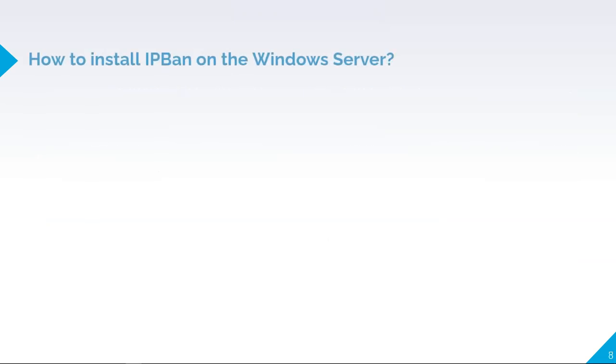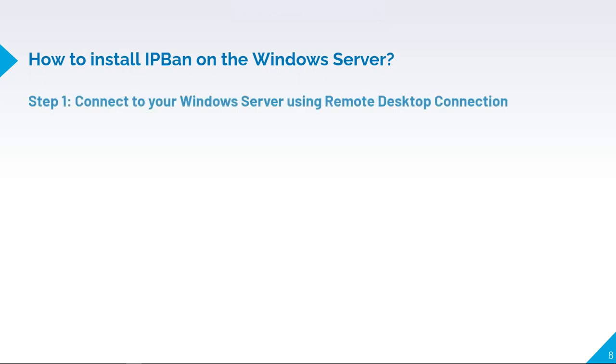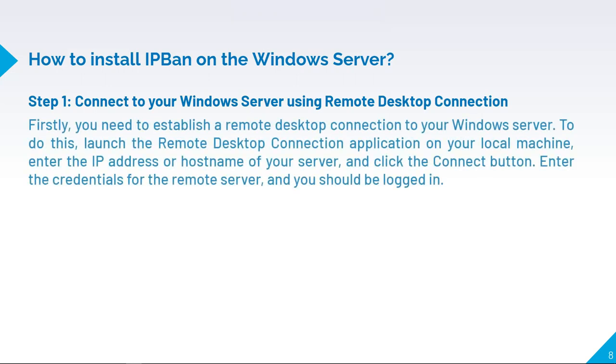Let's see how to install IPBAN on the Windows server. Step 1. Connect to your Windows server using remote desktop connection. Firstly, you need to establish a remote desktop connection to your Windows server. To do this, launch the remote desktop connection application on your local machine. Enter the IP address or hostname of your server, and click the Connect button. Enter the credentials for the remote server, and you should be logged in.